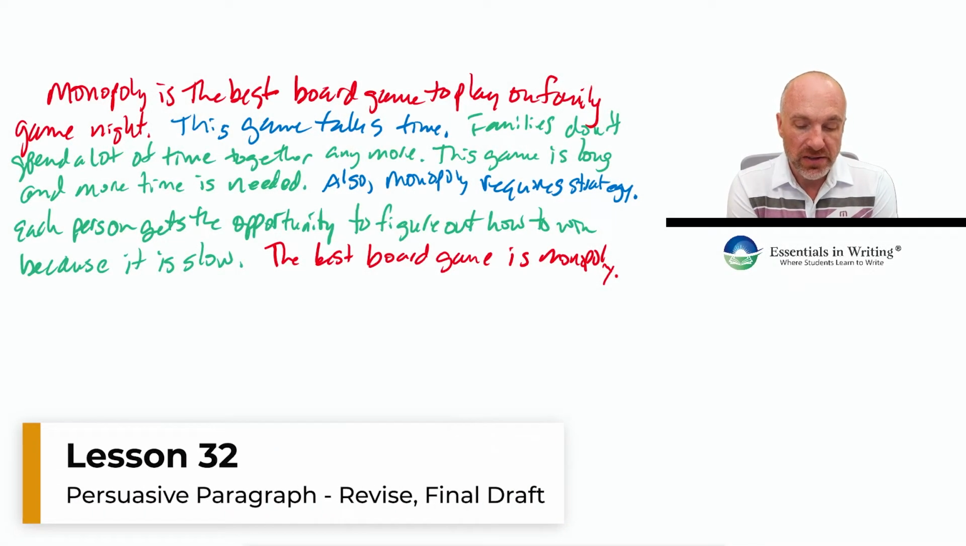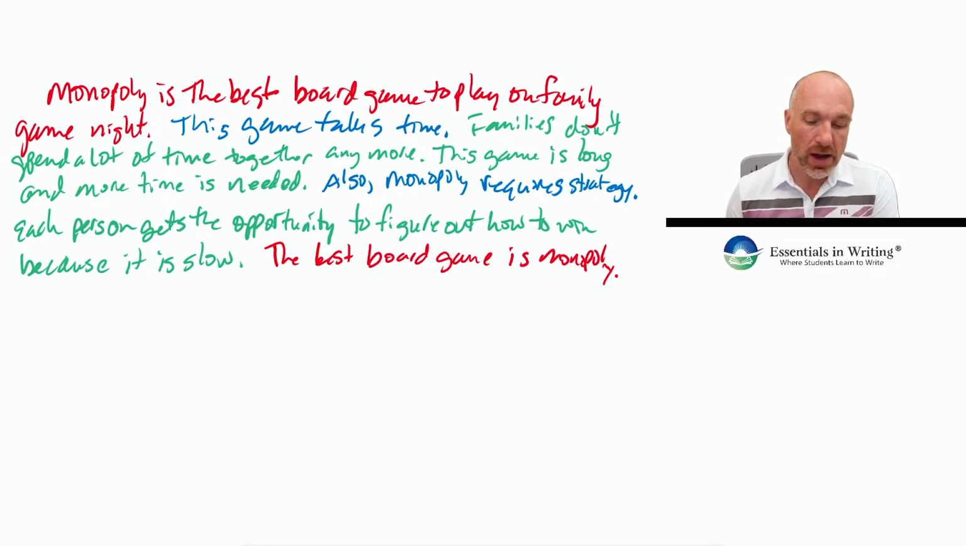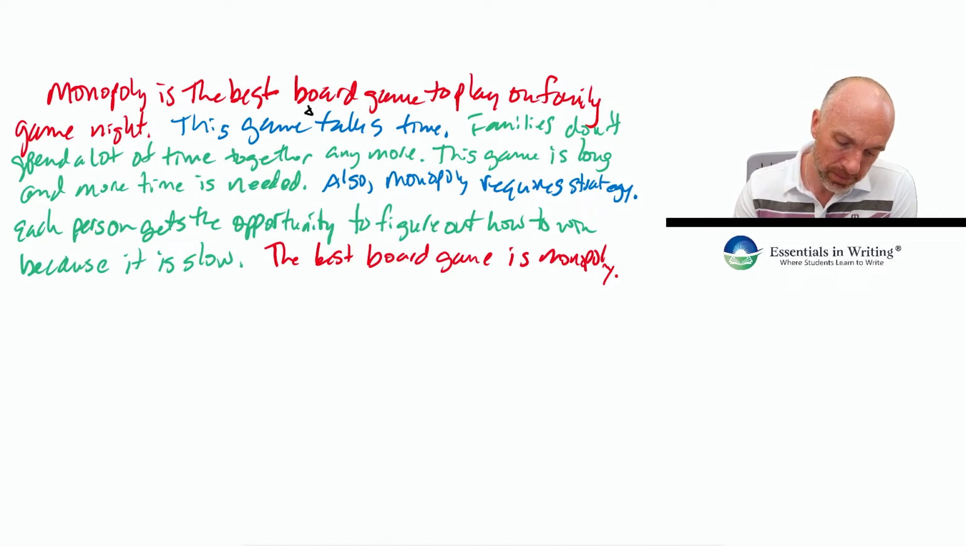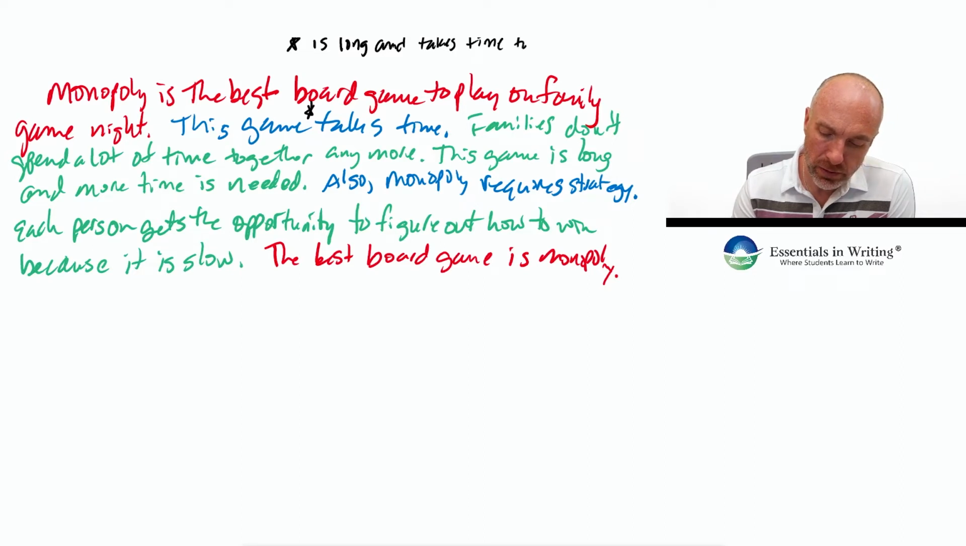So let's see what I said. This game takes time. Now that's not very clear. What do you mean this game takes time? So I have to figure out what am I going to say, and the way I do that is to speak it out loud. Monopoly is the best board game to play on family game night. It's the best because it takes time. This game takes a lot of time. This game, and I put my little star here, is long and takes time to play. Now, that's a little more clear.